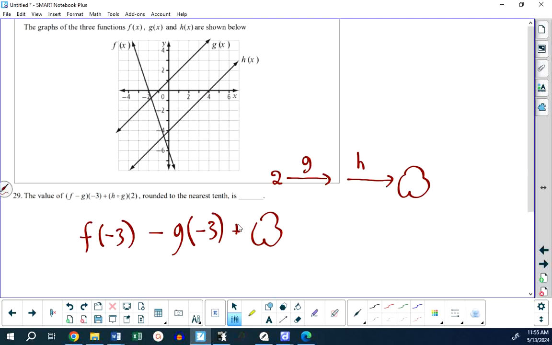So what is f of negative 3? F of negative 3 means go to negative 3 for x and read the output, which is 3.